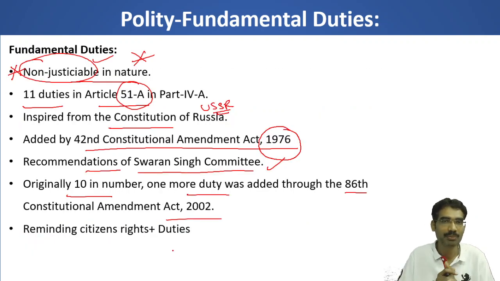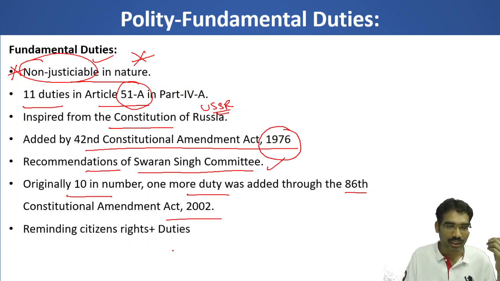So here you have to see, from prelims point of view: non-justiciable, article number, inspired from which constitution, which constitutional amendment act, the Swaran Singh committee, and total 11 in number. So this is about fundamental duties in polity.